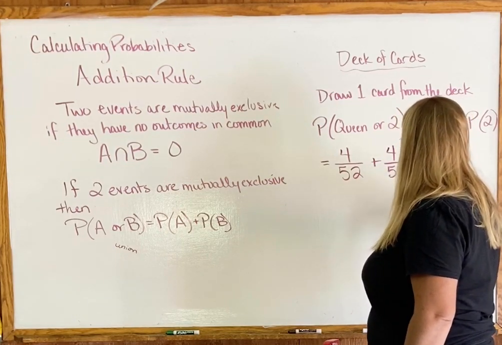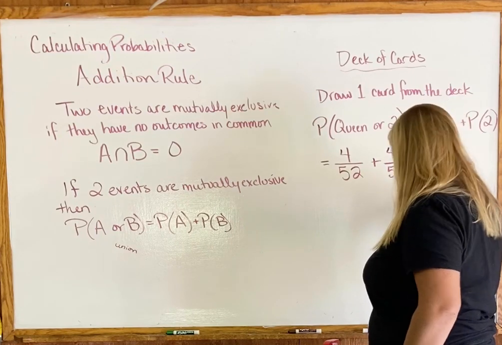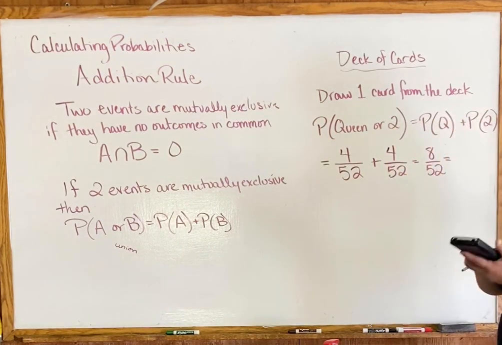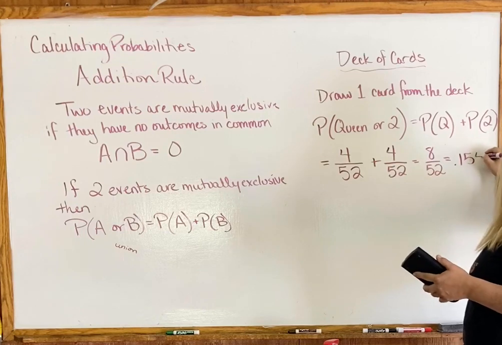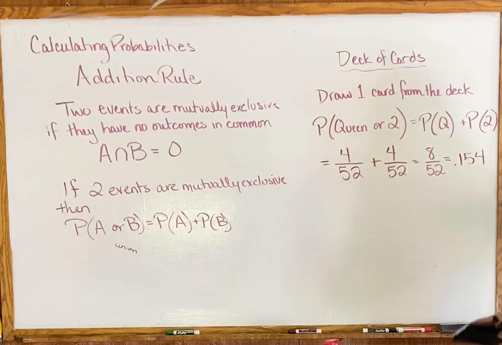So there are 4 2s out of the total 52. So together this makes 8 out of 52, which gives us 8 divided by 52, 0.154. So there's a 15.4% chance that you could get a queen or a 2, okay, when one card is drawn from the deck. Okay, let's look at another one here.